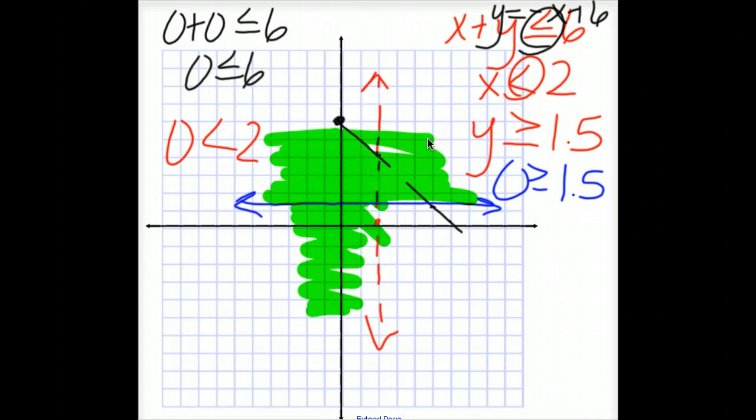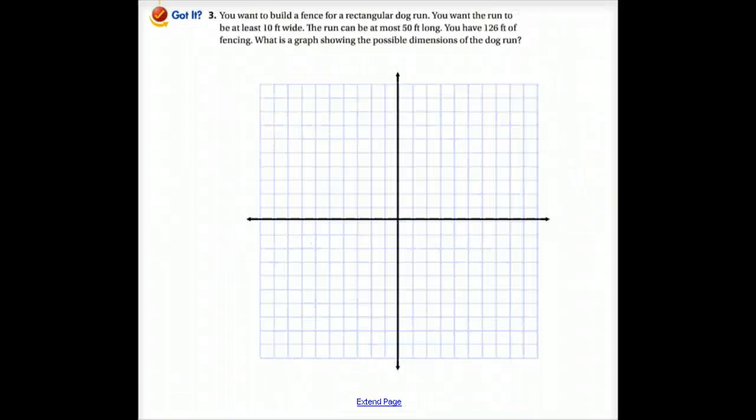As you can see, the shaded region that these lines have in common is, let's find right here. I'm going to shade it in black. This little portion right here. That is the solution to our system of inequalities.